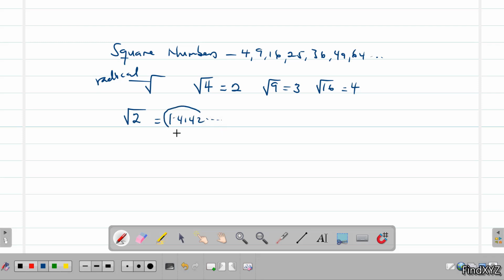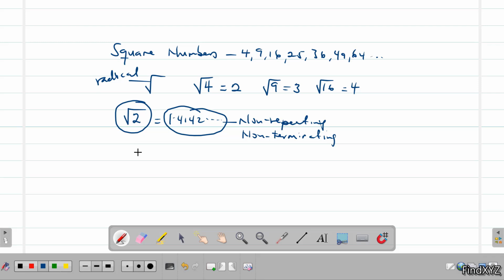Since this number is irrational and is non-repeating and non-terminating, we will lose the actual value or the precision of the number. So most of the time when we have a number which is not a perfect square, we try to maintain the number under the radical symbol, and such numbers are referred to as surds. So that is the introduction to surds.